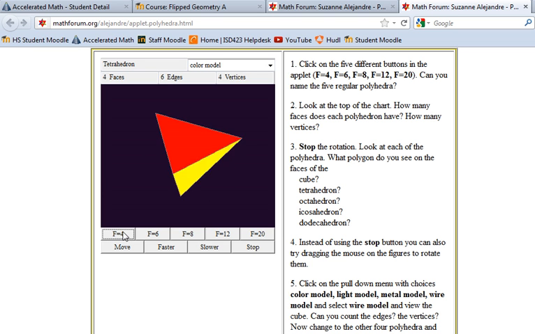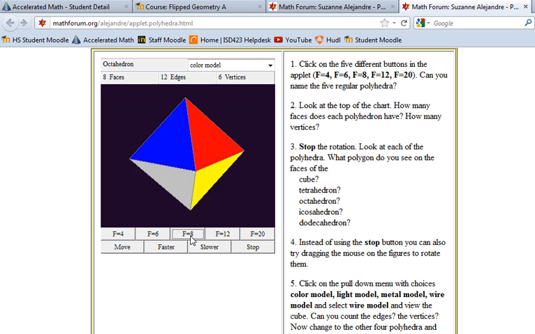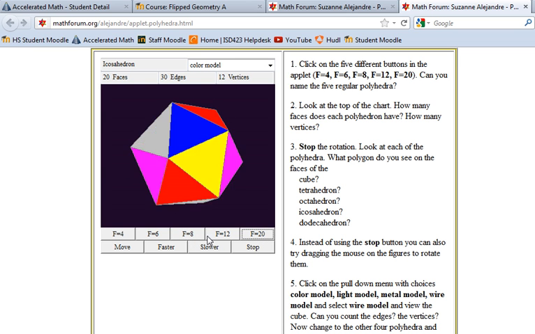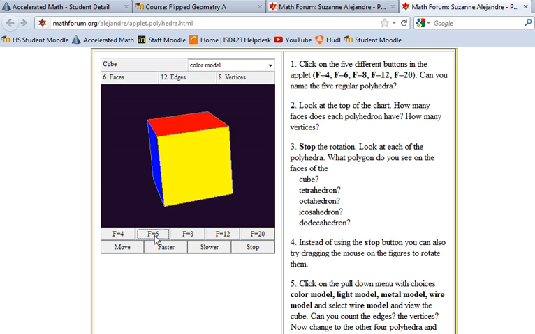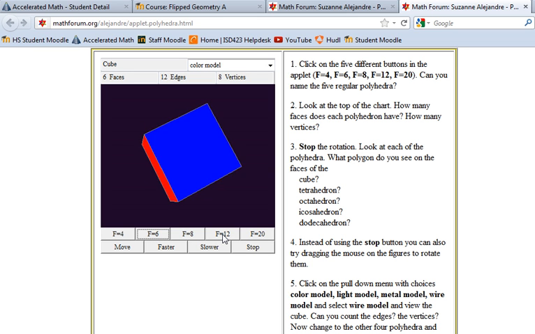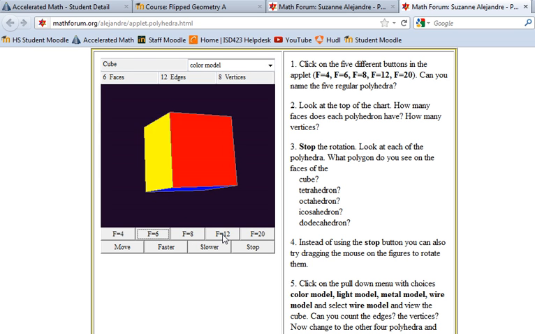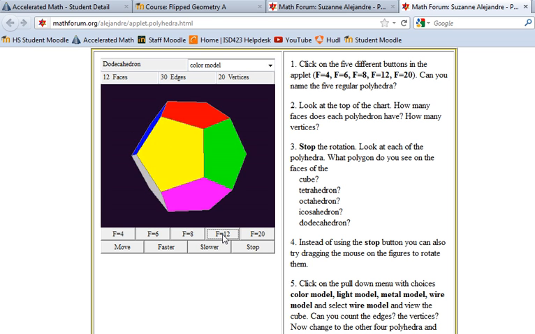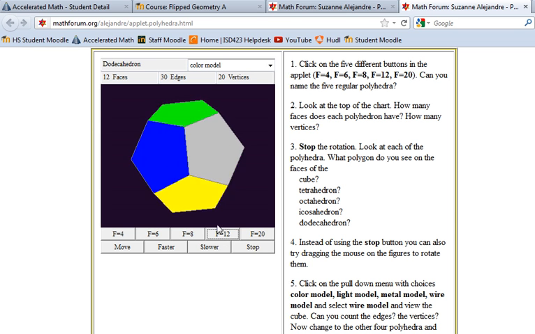So if you think about this, 3 of them all have equilateral triangles. The tetrahedron, the octahedron, and the icosahedron all have equilateral triangle faces, and then there's the 2 that are different. The hexahedron has squares, or regular quadrilaterals, and the dodecahedron has the regular pentagons.